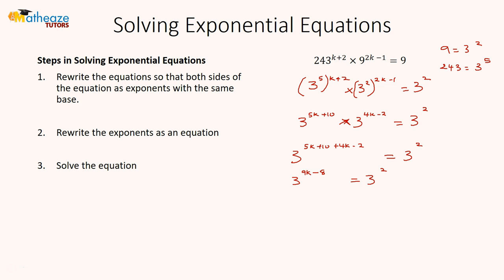Now we have the same base, so we're going to equate the exponents. So we have 9k minus 8 equal to 2. Add 8 to both sides. 9k equal to 10. You divide both sides by 9. And we have k is equal to 10 over 9.